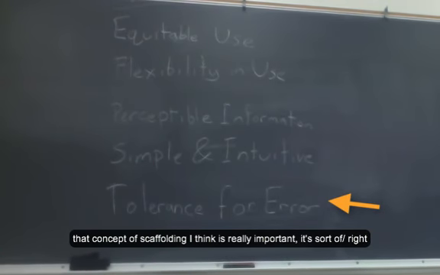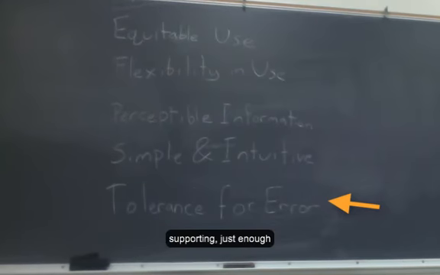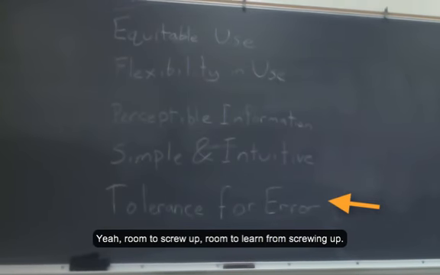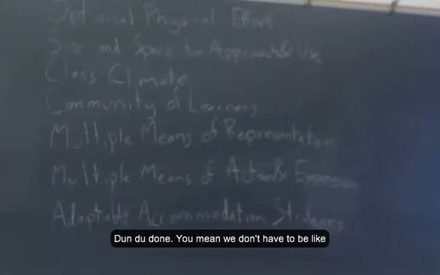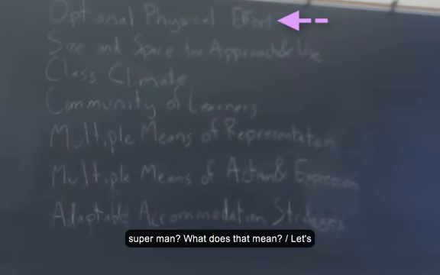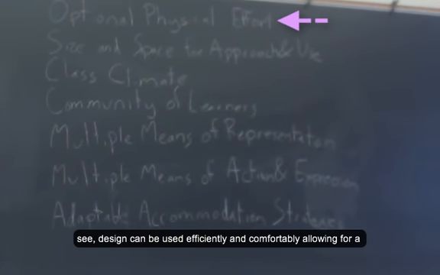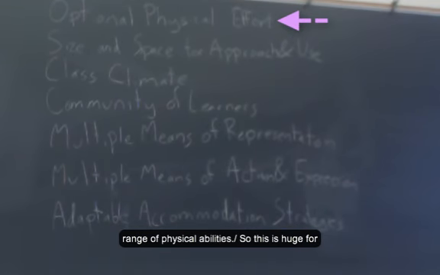That concept of scaffolding, I think, is really important. It's sort of supporting just enough without constraining too much. So room to screw up, room to learn from screwing up. What's next? Let's see. Optional physical effort. You mean we don't all have to be like Superman? What does that mean? Design can be used efficiently and comfortably, allowing for a range of physical abilities.